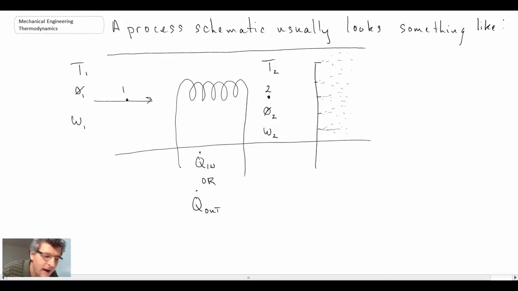And after that, we will get to state 3, where we are then exiting this conditioning section. Our temperature will be T3, and then we would have relative humidity 3, specific humidity 3. So that is typically what one of our systems will look like, and that is the system schematic. What I now want to do is take a look at the conservation equations, the conservation of mass and energy, that we will apply to these types of air conditioning processes.